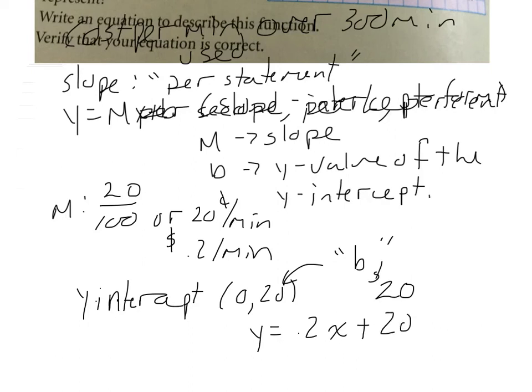Another key thing that comes up when we start doing these is we have to know what the variables are. Y is going to be total cost. X is going to be number of minutes over 300.